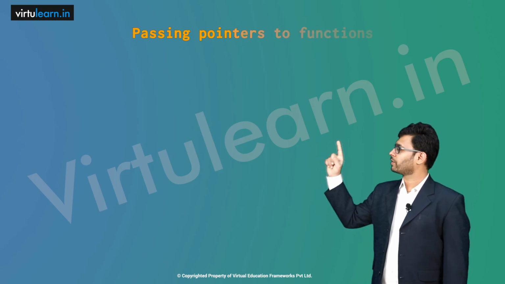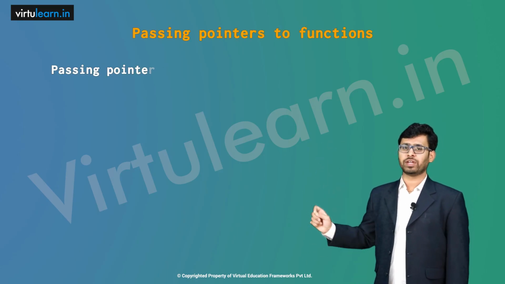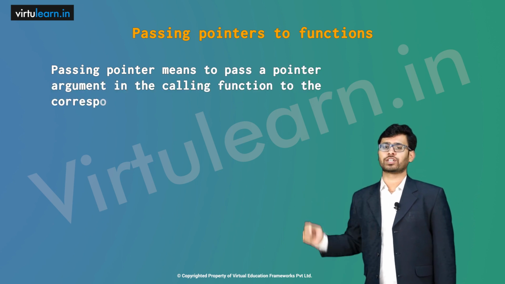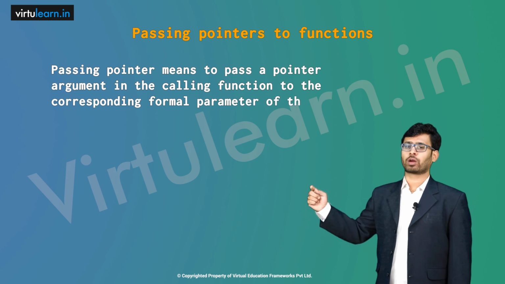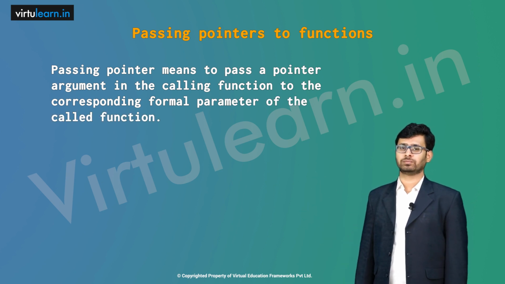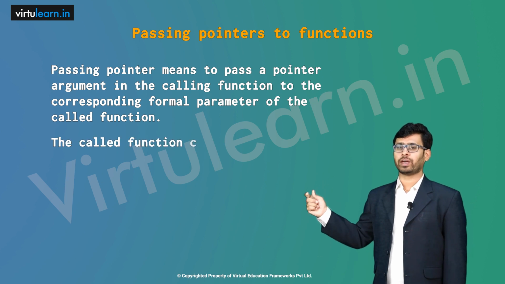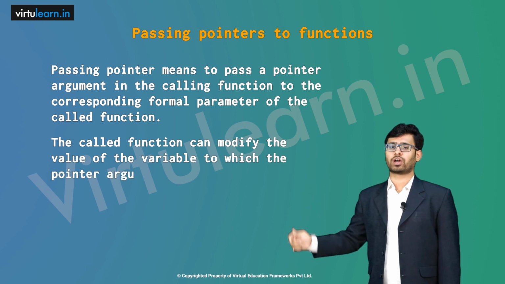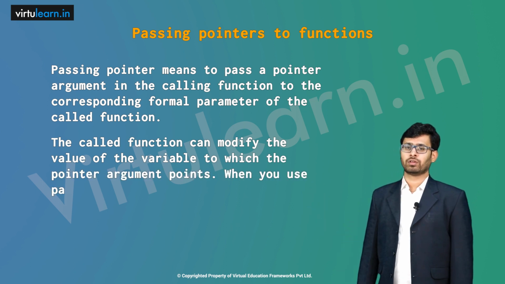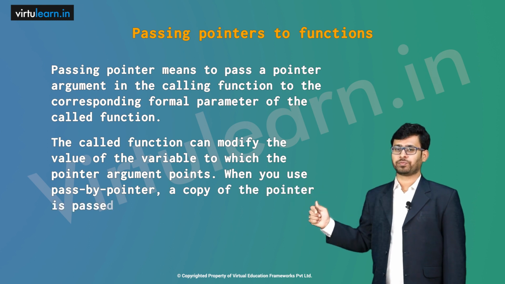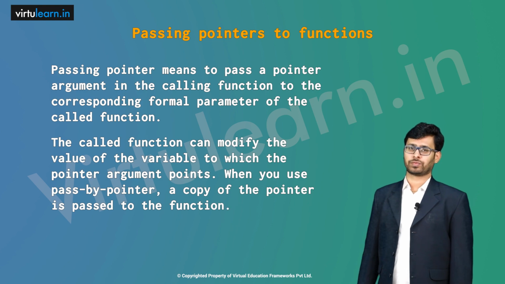Passing pointers to a function. Passing a pointer means passing a pointer argument in the calling function to the corresponding formal parameter of the called function. The called function can modify the value of the variable to which the pointer argument points. When you pass by pointer, a copy of the pointer is passed to the function.